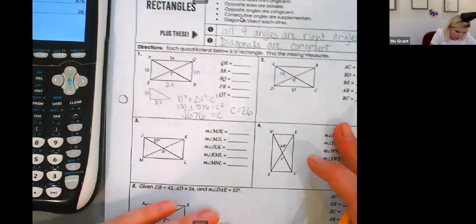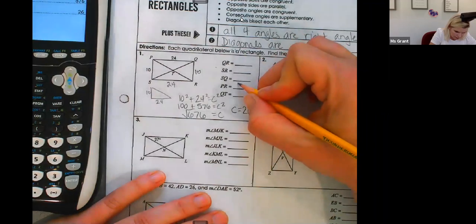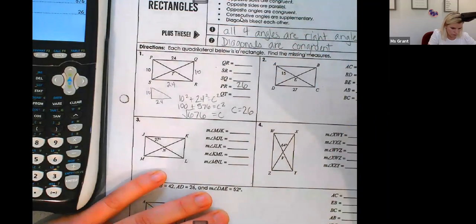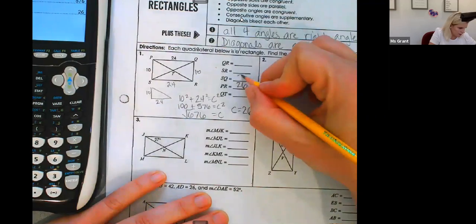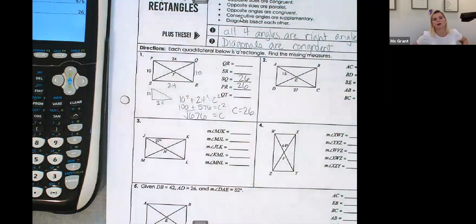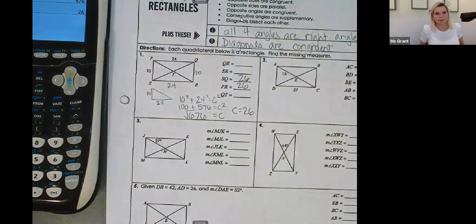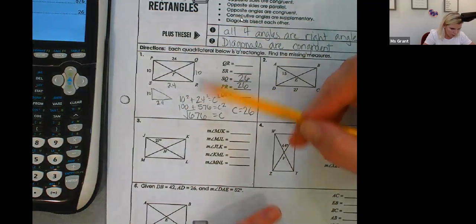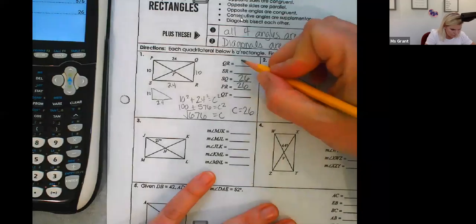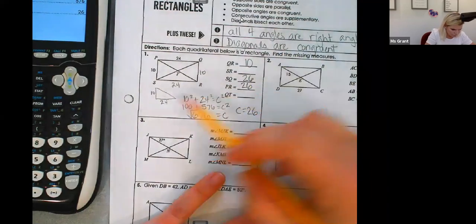Now, I know that PR is 26. SQ is also 26. And then just go through the rest, guys. QR, that's the right-hand side, right here. QR, 10. SR, 24.